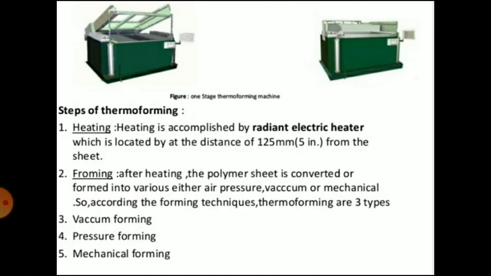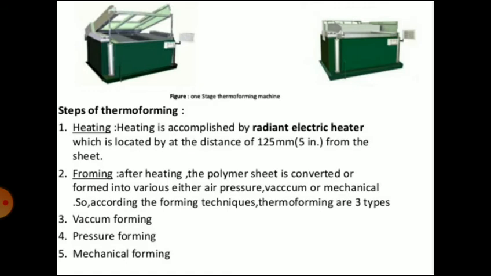So steps in thermoforming. First is heating. Heating is accomplished by a radiant electric heater, which is located at a distance of 125 mm from the sheet. Forming: after heating, the polymer sheet is formed into various shapes, by either air pressure, vacuum or mechanical means.